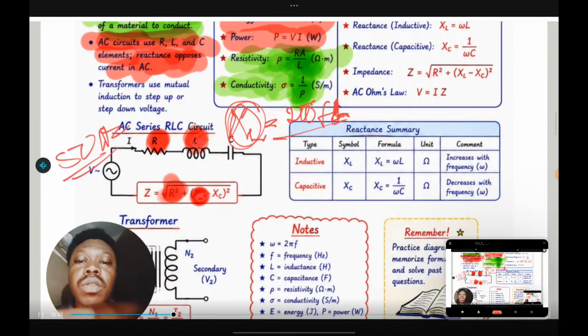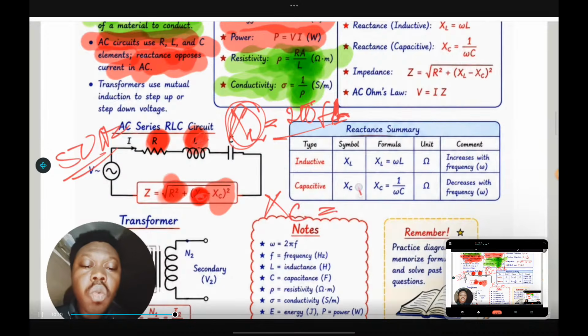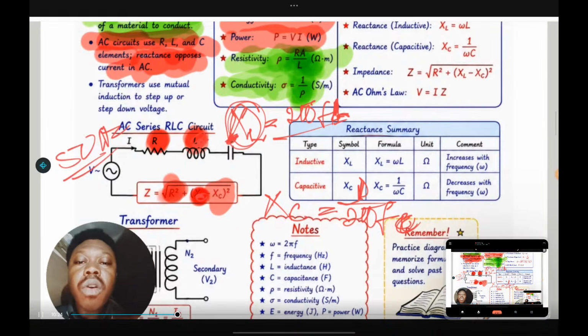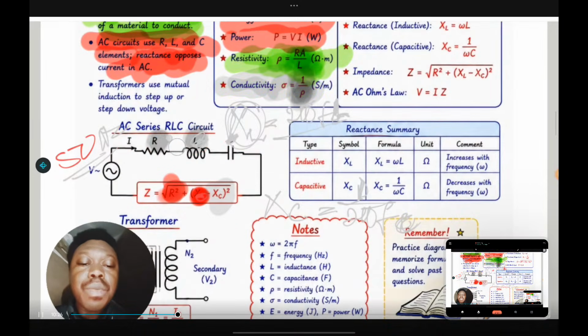Then once you are done, the next thing you do is to find XC. For XC equals 1 upon 2 pi FC. Okay, 1 upon 2 pi FC. This C here is the value of the capacitor here, and then your F is the frequency. Take note of all these symbols.